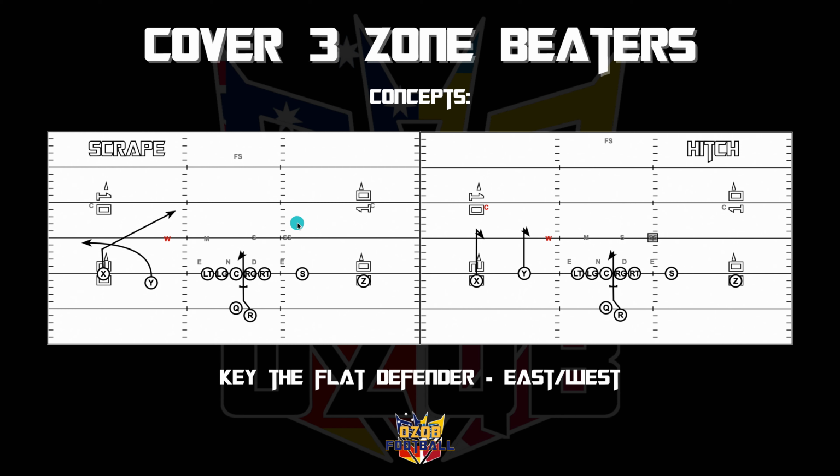Okay, so in scrape, we have our cover 3, corners off, safety high, corners off. We're keying this weak side linebacker. W stands for Will, which is weak side linebacker. Okay, Mike, middle linebacker. Sam, strong linebacker. Strong safety usually goes to the field. They're usually a faster player who will come down and make a tackle. Okay, so before we had a high-low read, now we have an east-west read.